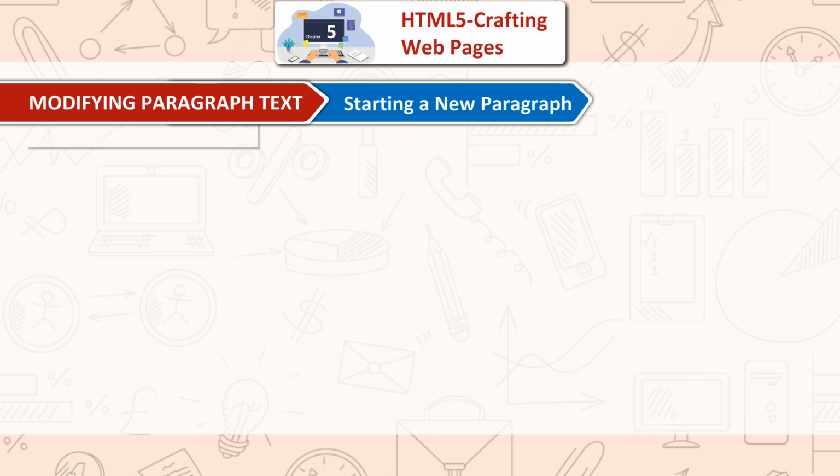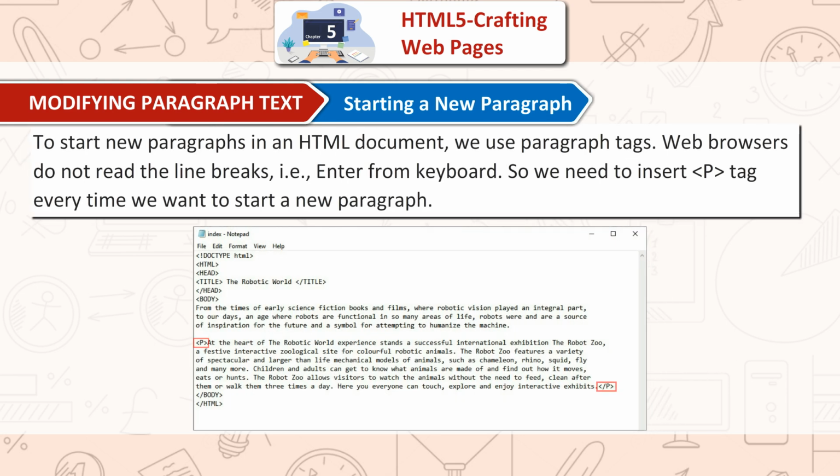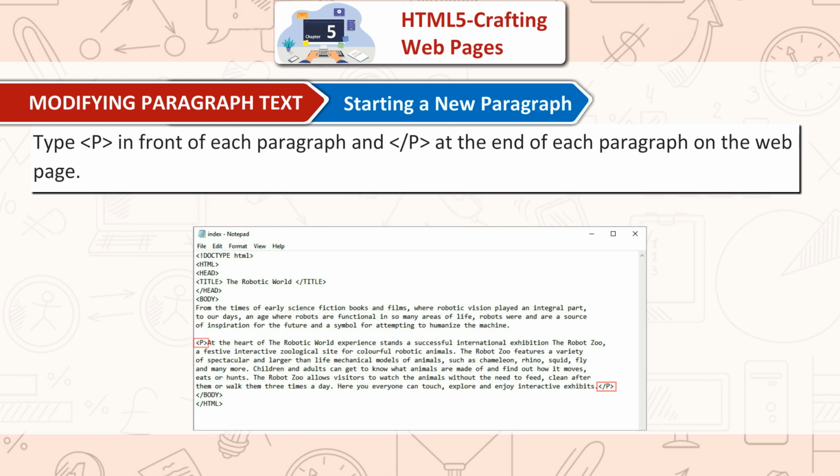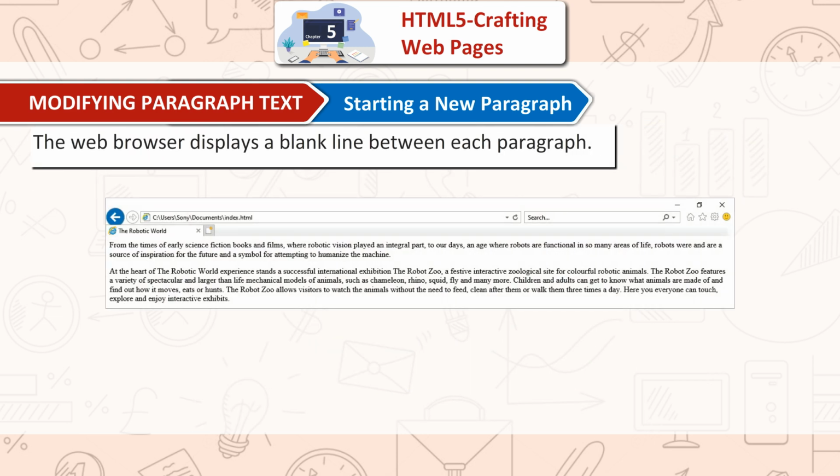Starting a new paragraph. To start new paragraphs in an HTML document, we use paragraph tags. Web browsers do not read the line breaks, that is, Enter from the keyboard. So we need to insert a p tag every time we want to start a new paragraph. When the browser finds a p tag in an HTML file, it starts a new paragraph and inserts a blank line above the new paragraph. The p end tag indicates the end of the paragraph to the web browser. Type p in front of each paragraph and /p at the end of each paragraph on the web page. The web browser displays a blank line between each paragraph.